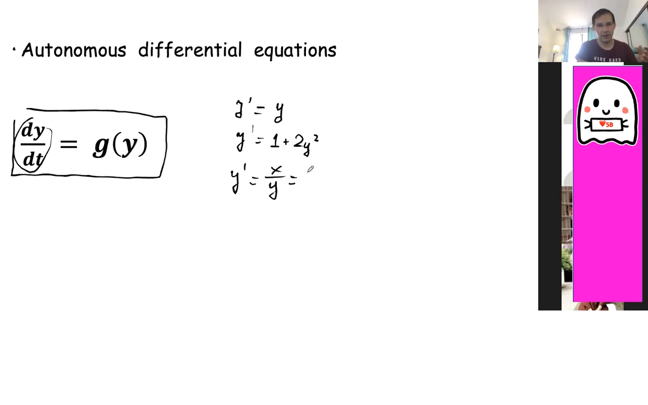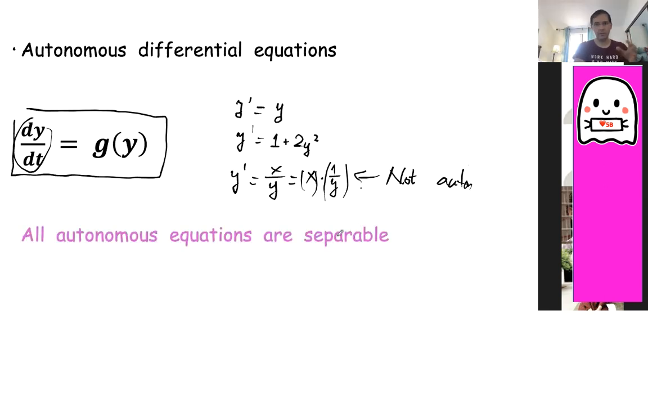So that would be x times 1 over y. This equation is not autonomous because the right-hand side is a function of x as well as a function of y. But this equation is a separable differential equation. So basically we have the class of separable differential equations.